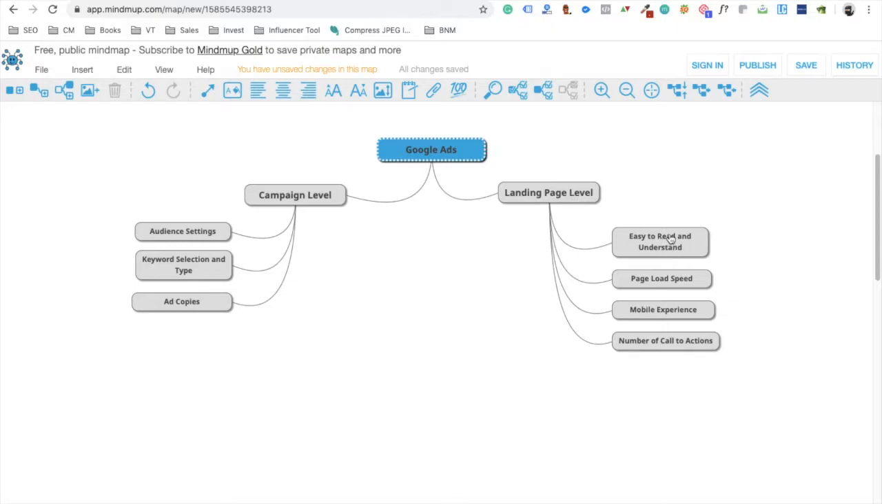Landing page level, there are four basic points that you have to keep in mind, based on which you create your entire landing page. The first one is easy to read and understand. Basically, this means that your content should be so simple that even a common man can understand it. You don't have to use high English words, or put an indirect message for the person to decode. You're not writing poetry on the landing page.